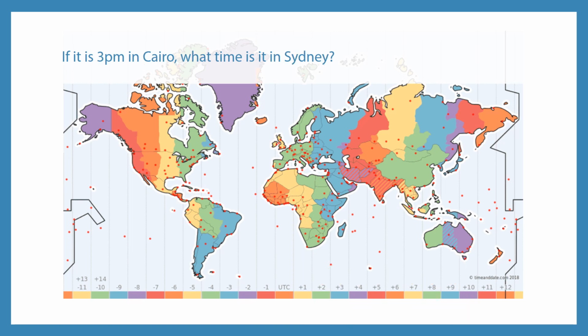Okay, again, if it's 3 p.m. in Cairo over here, what time is it going to be in Sydney? Okay, so if it's 3 p.m. in Cairo, I'm going to go 4, 5, 6, 7, 8, 9, 10, 11. We get to 11 p.m. in Sydney. We'll check. 10, 9, 8, 7, 6, 5, 4, 3. Get back to 3 p.m. So our time in Sydney is going to be 11 p.m.